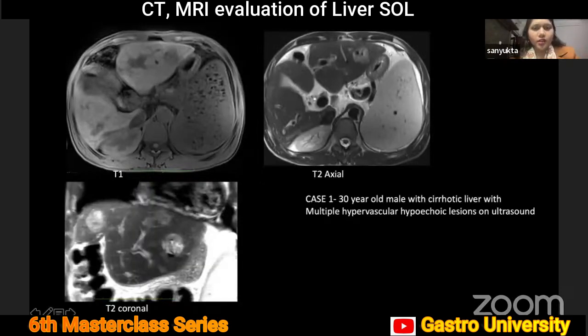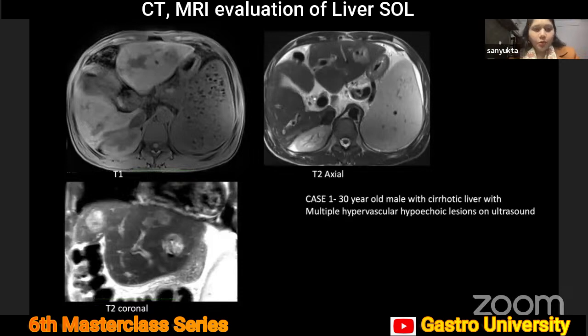Another one was a case of a 30-year-old male. As we can see, this is a cirrhotic diseased liver. We can see the splenomegaly, the multiple gamma-Gandy bodies, and the left lobe hypertrophy. And these are the lesions. This is a T1 weighted image showing a hypointense lesion. This one is showing a hyperintense lesion. Multiple hyperintense lesions can be seen in the liver, and we are worried about HCC.